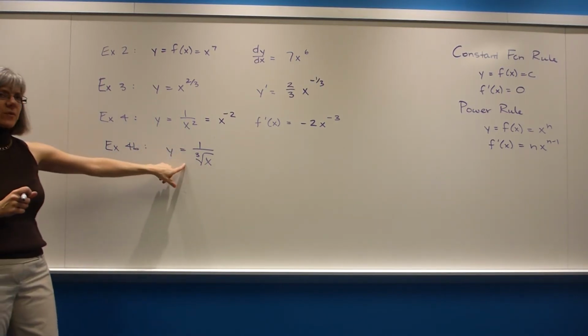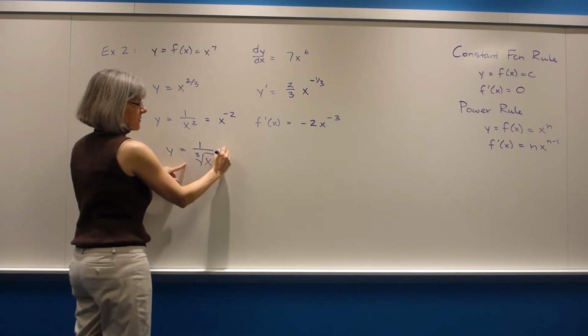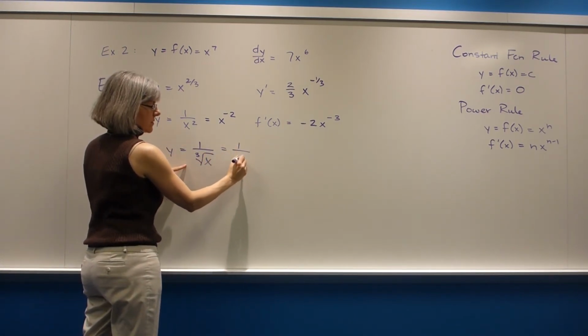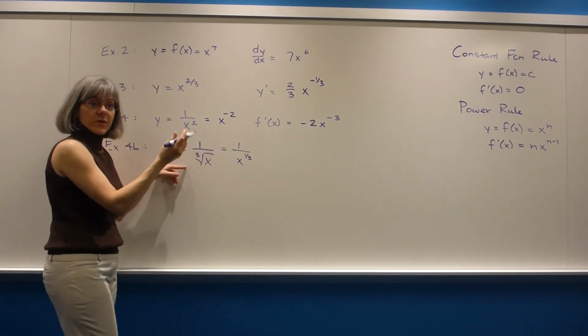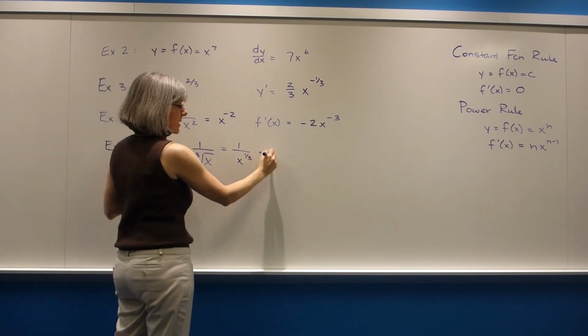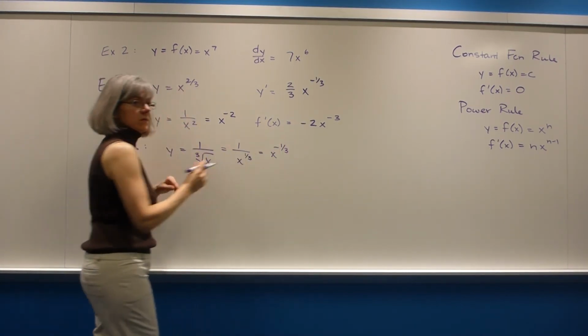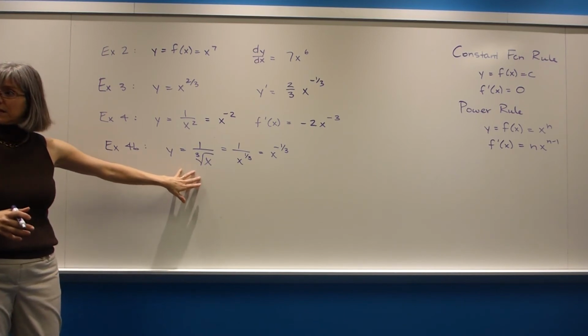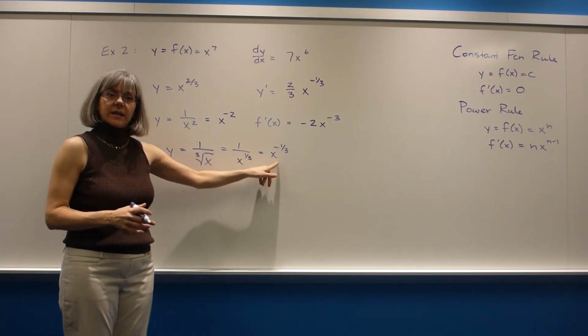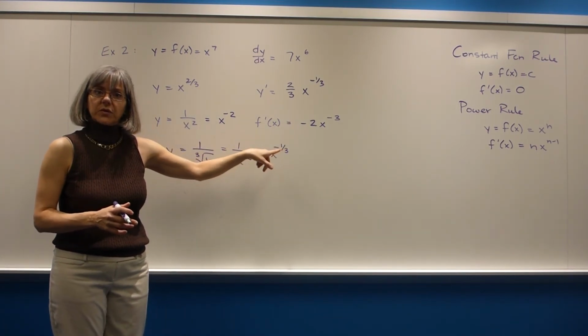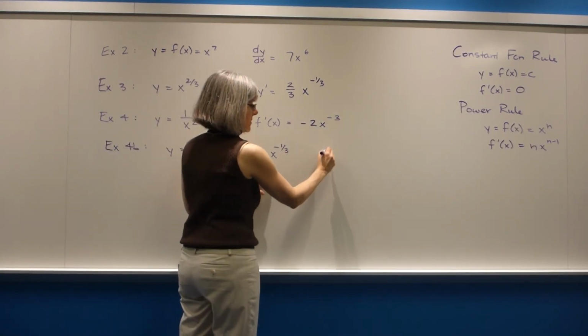So how do I rewrite cube root of x? x to the 1/3, and then when I pull it up into the numerator, I get x to the negative 1/3. I cannot take the derivative like this. I have to write it this way because that's what my power rule refers to. So now the derivative is easy.